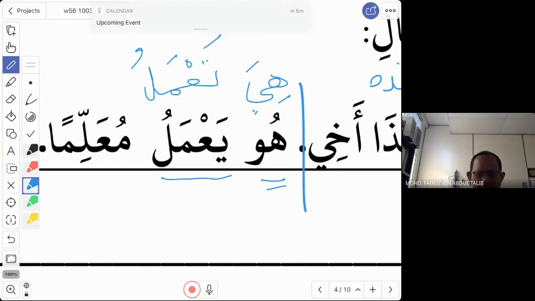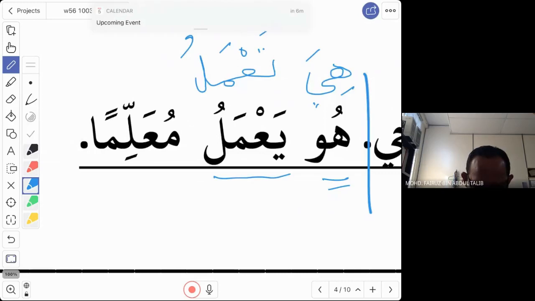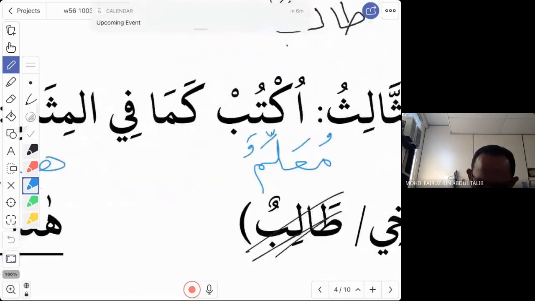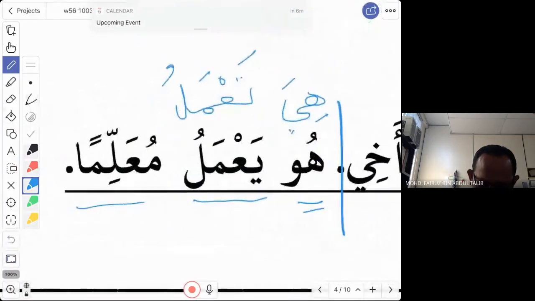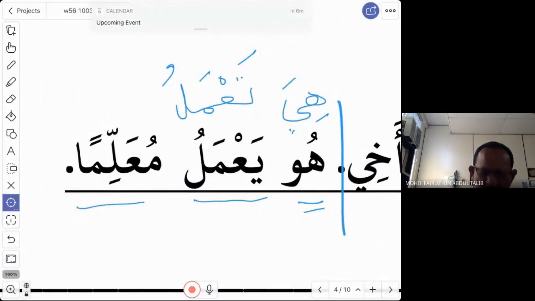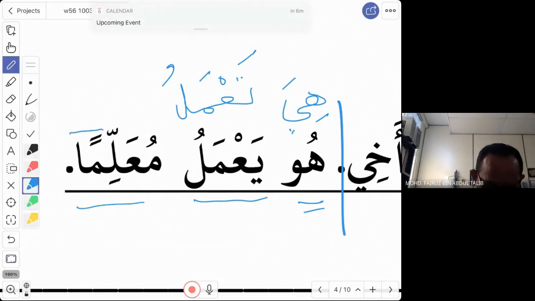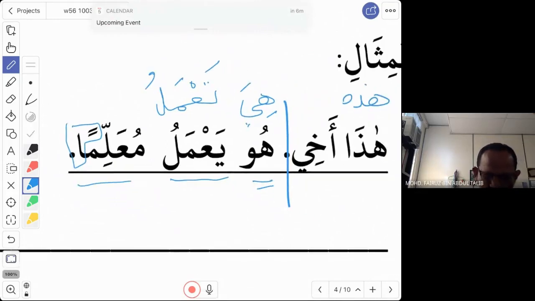Hiya ta'malu. And if you look at the last word, mu'allim, this is the same word that they gave you earlier. From our lesson, we learned that whenever you want to mention he works or she works as a teacher, then you take the word and you end it with a tanwin and fathah. This is the grammar function. So we say mu'alliman. Huwa ya'malu mu'alliman.